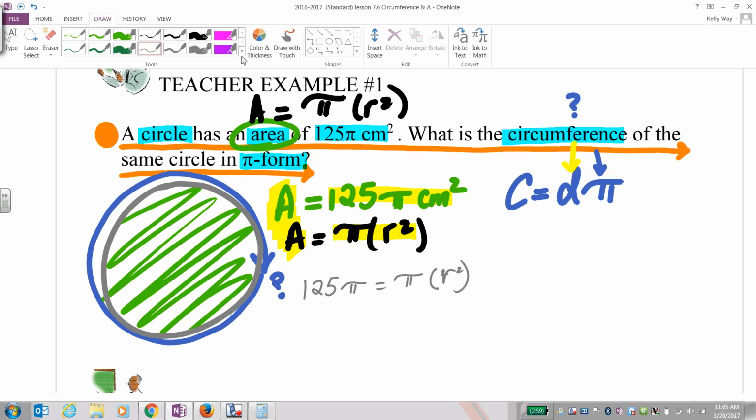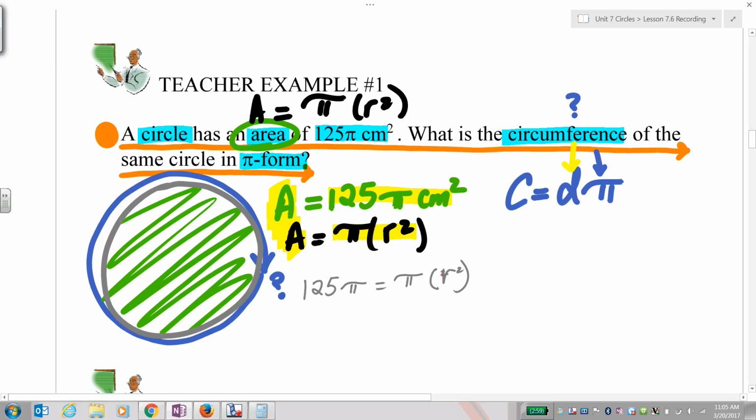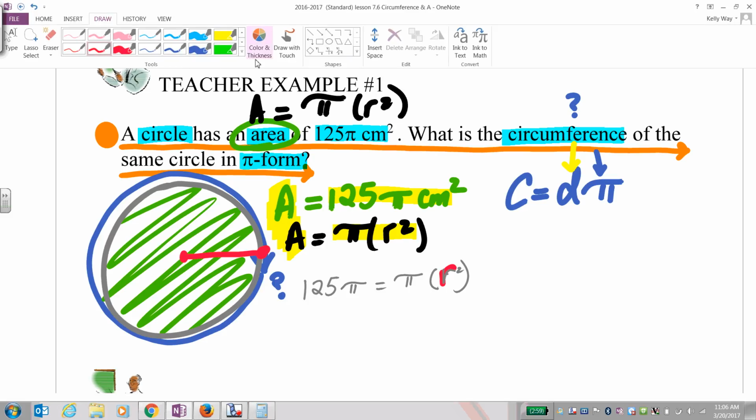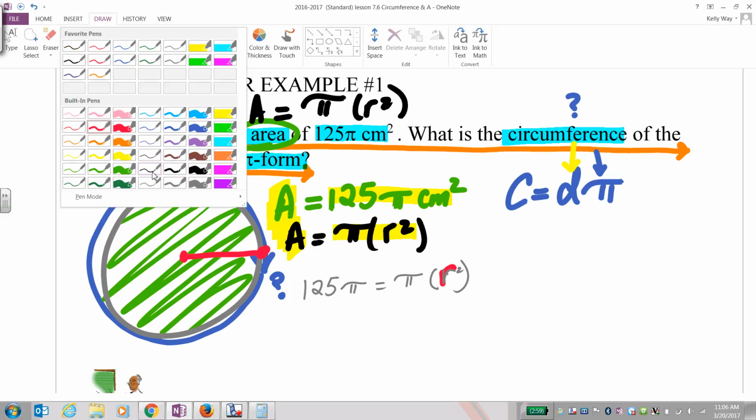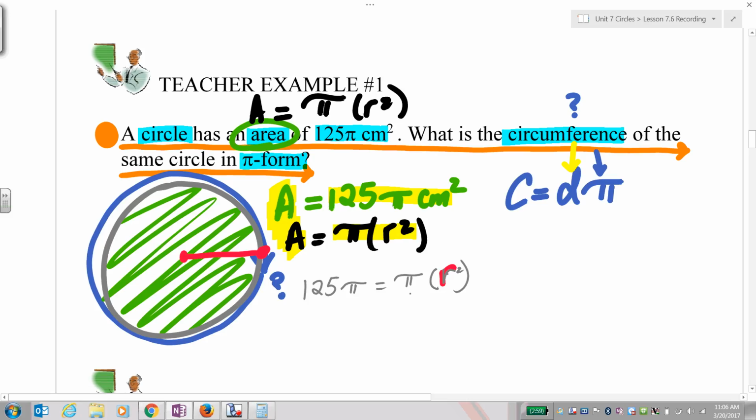The only thing we need to solve for is the radius. That's what we are working with. Let's solve together. I'm going to start by trying to isolate the radius by dividing by pi. Don't bother using 3.14 because it simply cancels.